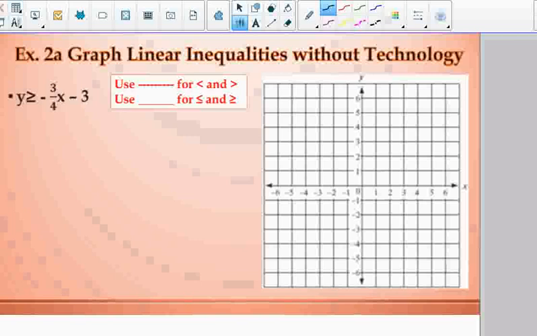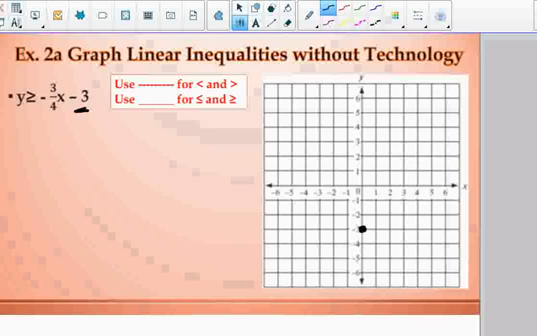So I need to plot at least 2 points. My first point is always going to be my y-intercept, and in this case, I have a minus 3. So I'm going to go to my y-axis and I'm going to put a dot at negative 3. Now my slope is a negative 3/4. That means my line is going down from left to right.